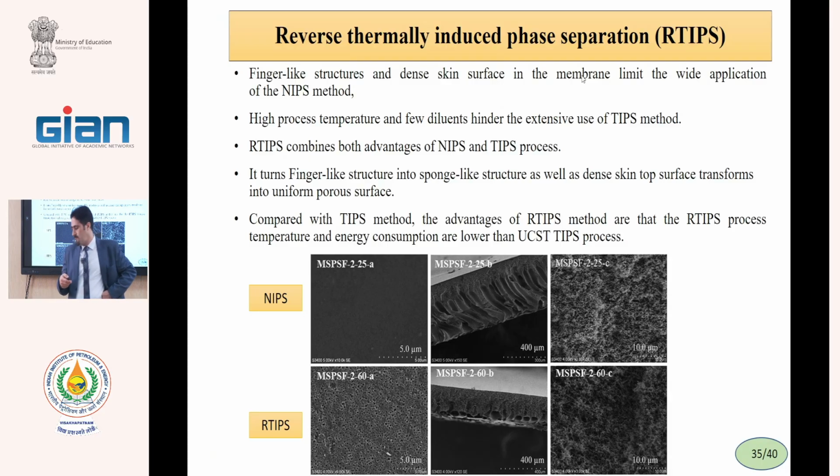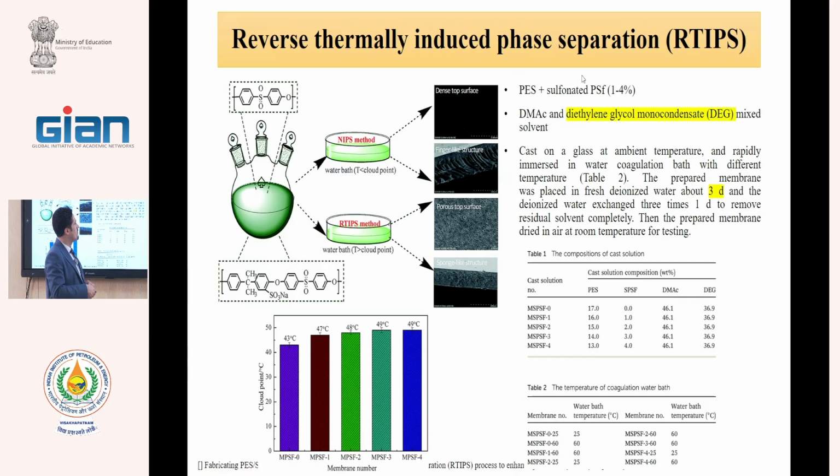The membranes prepared with TIPS have larger porosity and uniform pore size. The NIPS problem is that we do not have uniform pore size. We have a wide pore size distribution, one big, one small. But in TIPS, we have a narrow pore size, and this reduces fouling. You see that polysulfone with NIPS has this morphology, but with reverse TIPS it has this morphology.